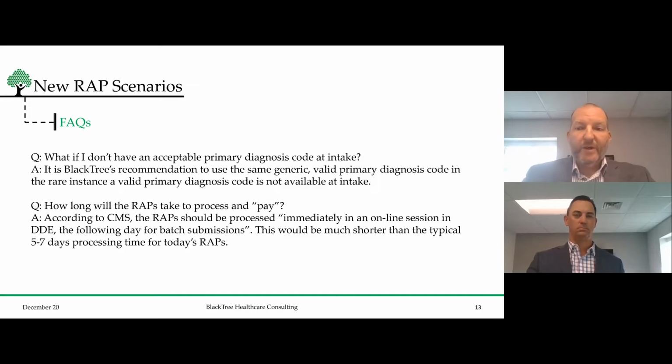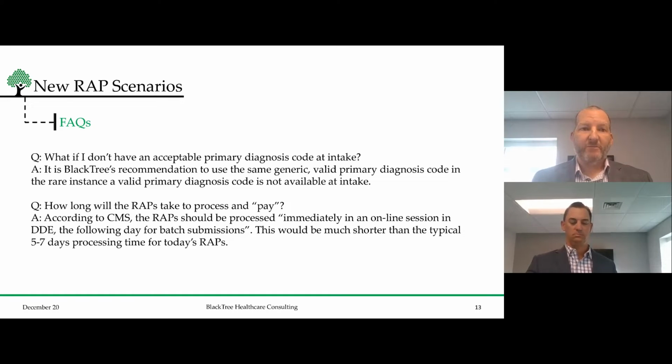All right, next question here. What if I don't have an acceptable primary diagnosis code at intake? So chances are, you're getting the information coming over from the referral source. With that initial order from the physician is coming a reason: this patient needs home care because of this. Hopefully you're going to have a valid diagnosis code for this.